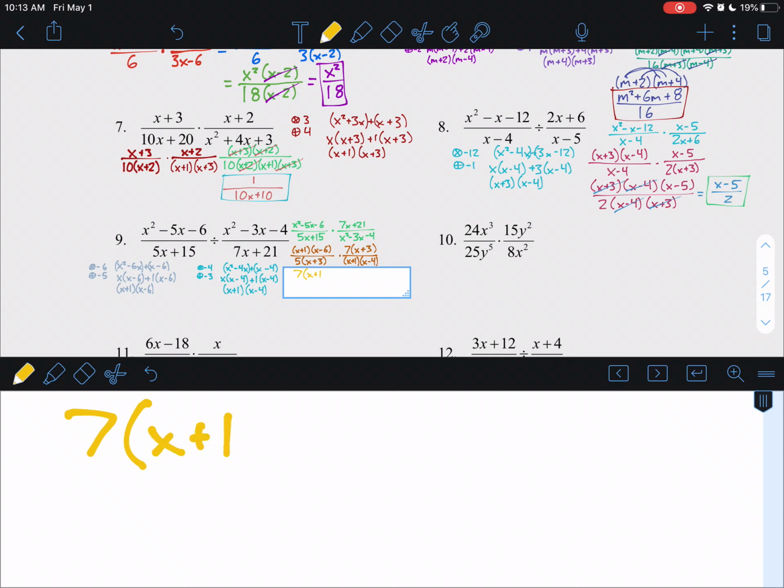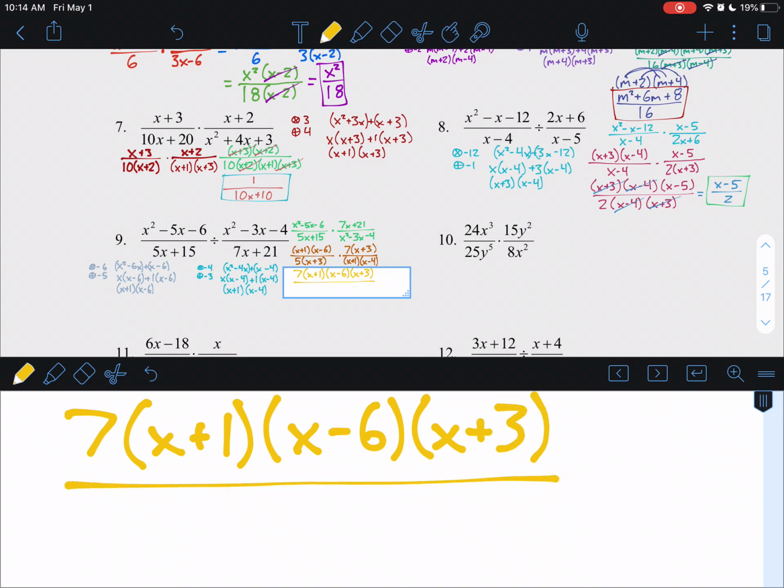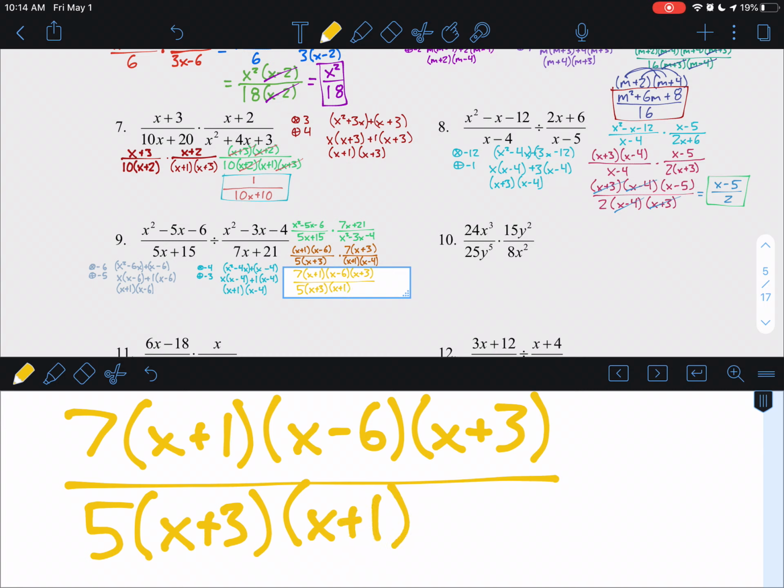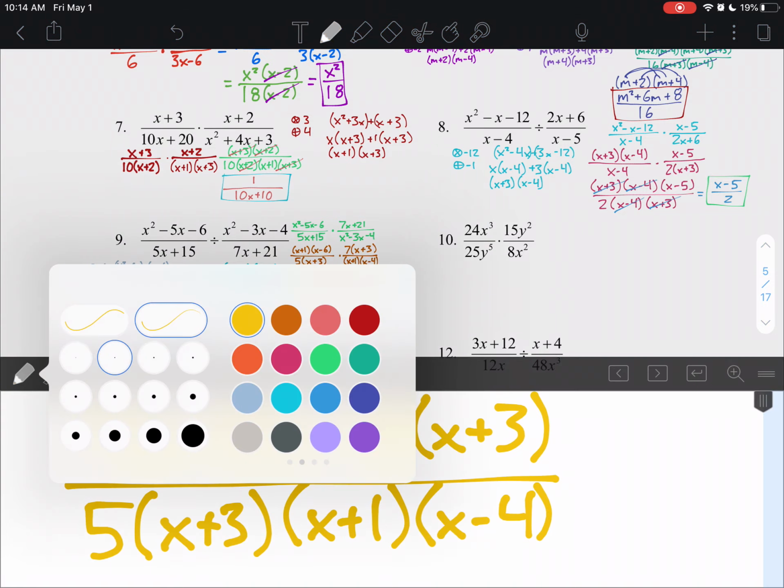x plus 1, x minus 6, x plus 3, over, and then let's see what's in my denominator. My 5 is already out front. 5 times x plus 3 times x plus 1 times x minus 4. And let's cancel out what we can cancel out.